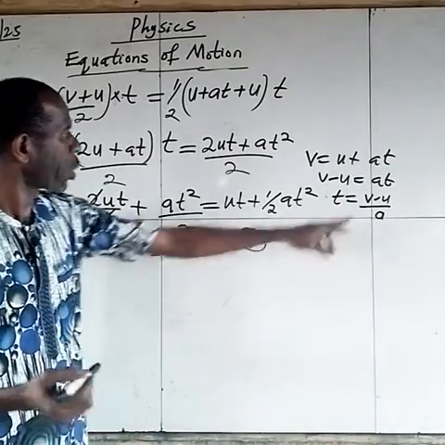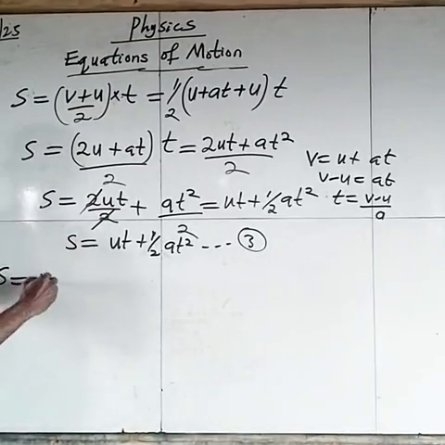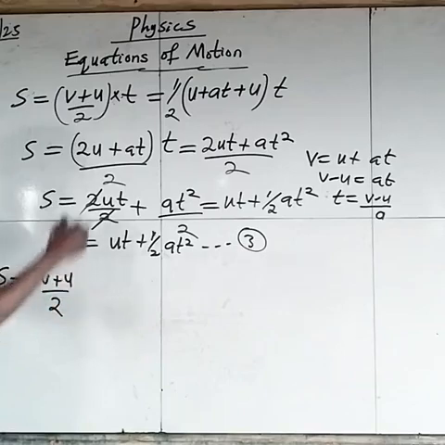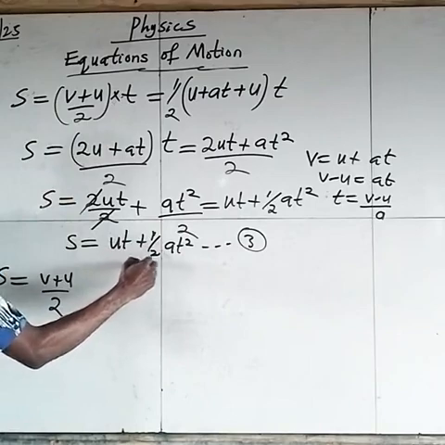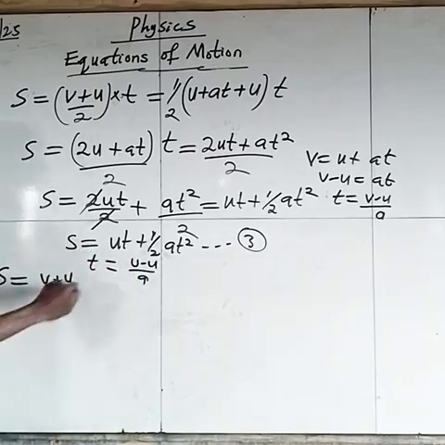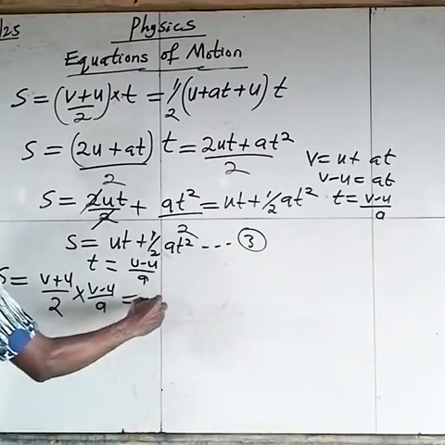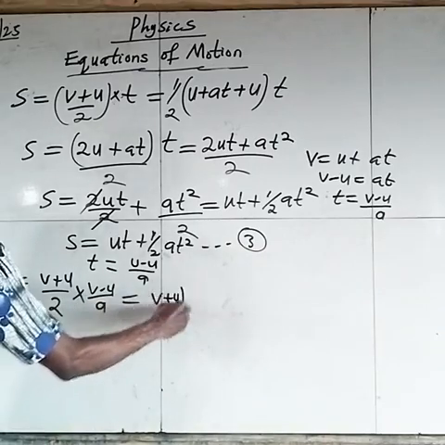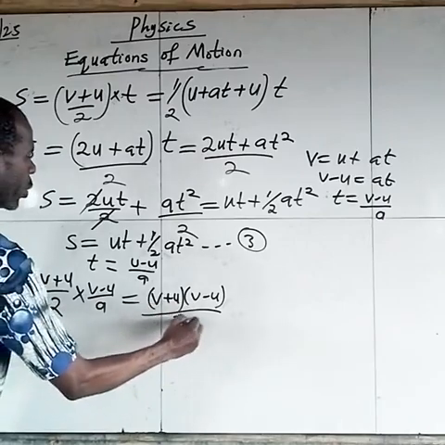So we are going to plug this one in for t here. So in that case, we'll have s equal to v plus u all over 2. In place of this t, we are going to put this v minus u over a, because we said t is equal to this. So multiply by v minus u all over a. Now, let us evaluate. It becomes v plus u times v minus u, everything over 2 times a, which becomes 2a.